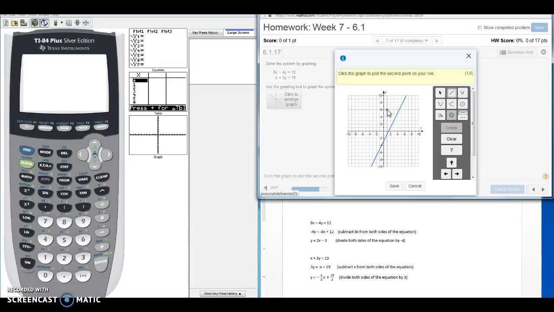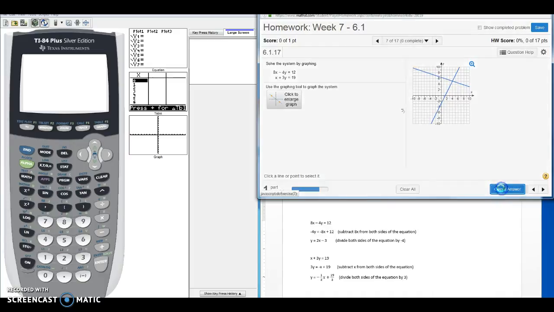Now from that point, I can use the slope. The slope is negative 1/3, so I'm going to rise negative 1, which actually means I go down 1, and then I'm going to go to the right 3. Look at that, I hit my intersection point. I save it, and I check my answer.